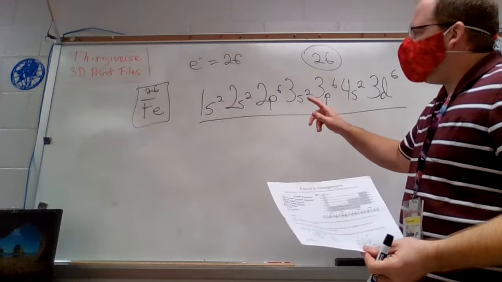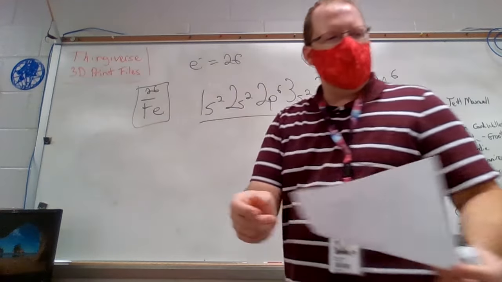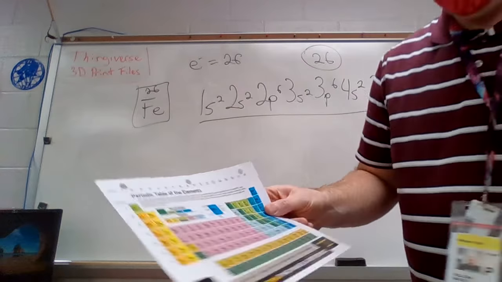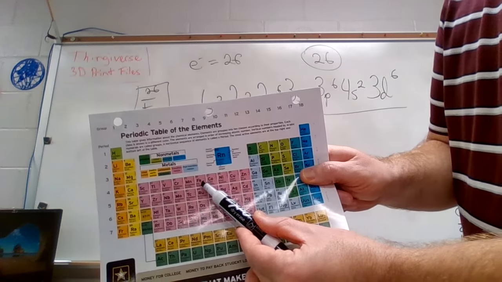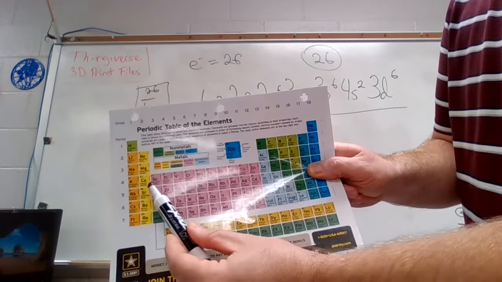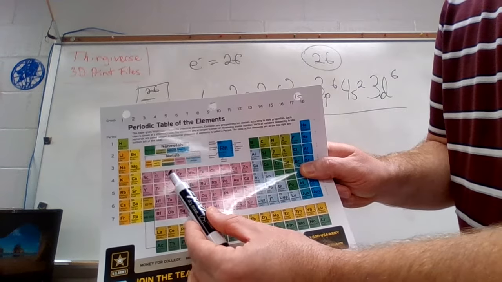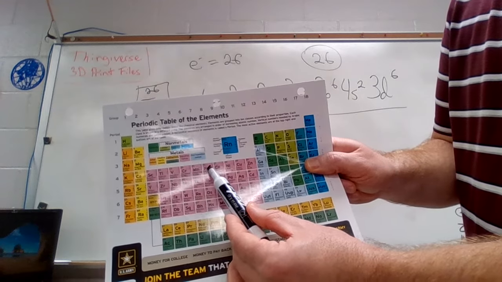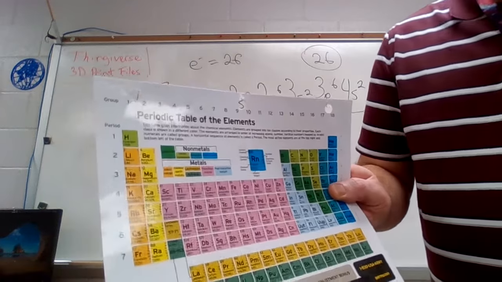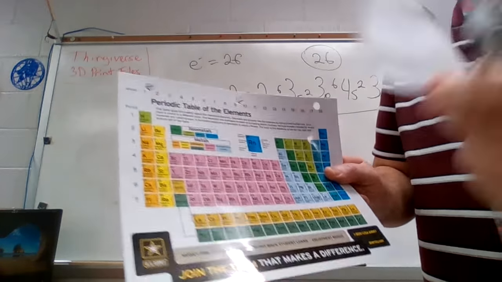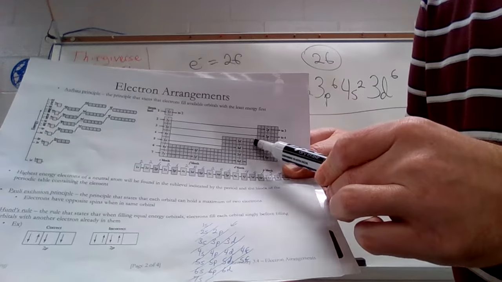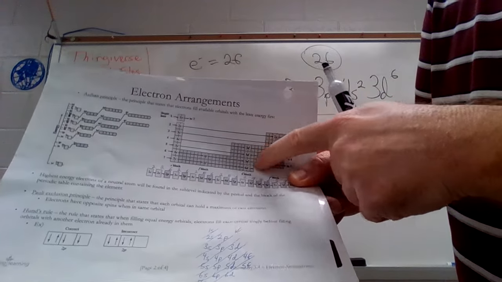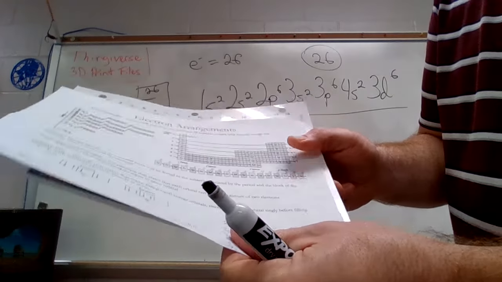Another way you can do this is use the little chart here. You know that iron is right here on the periodic table. It's right in this middle section. It's in the top row of the pink block, and it is the 1, 2, 3, 4, 5, 6th element over. And so you can find that on this map, actually. You find the pink block on the map. The pink block is the d block. So right here on this map is the block that we're talking about.